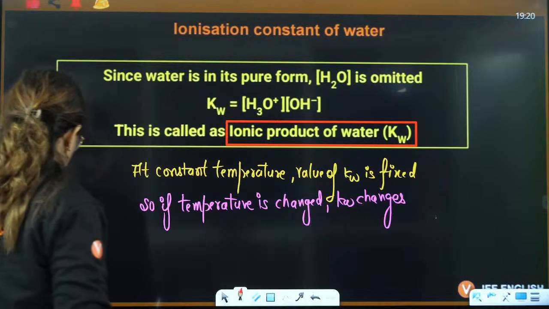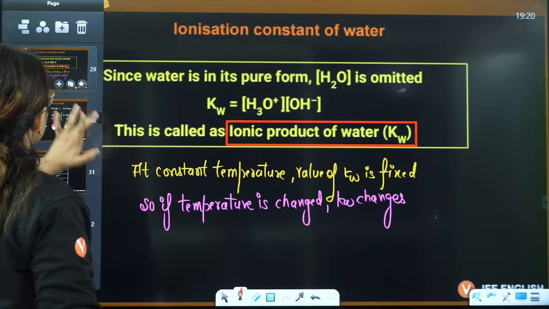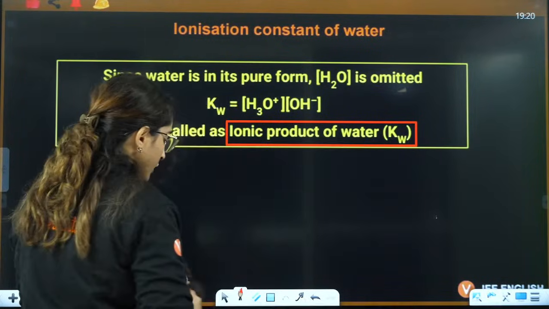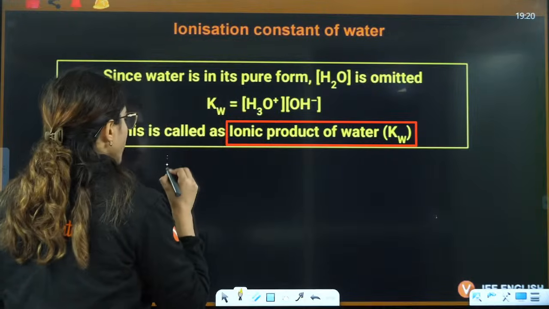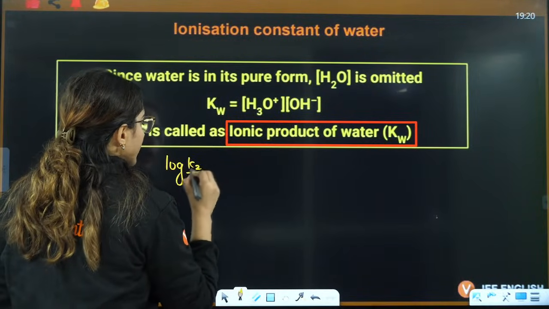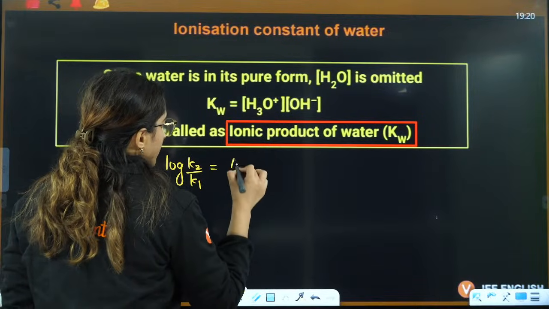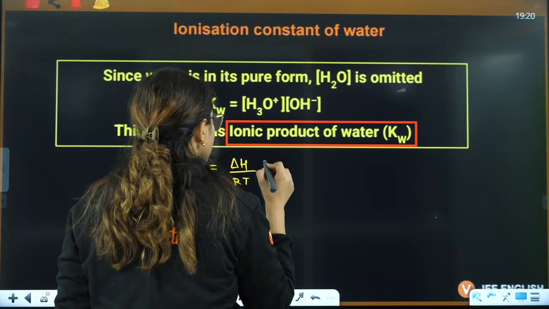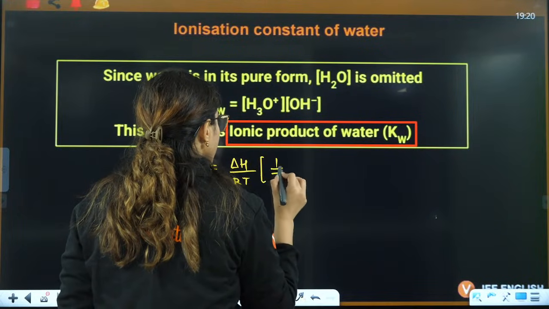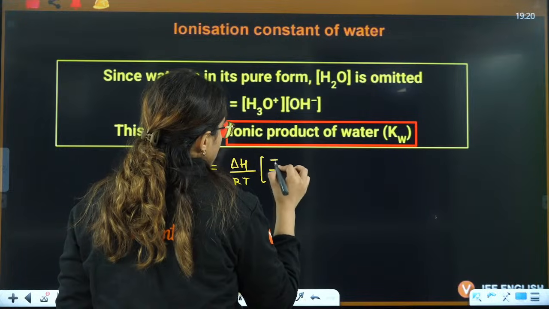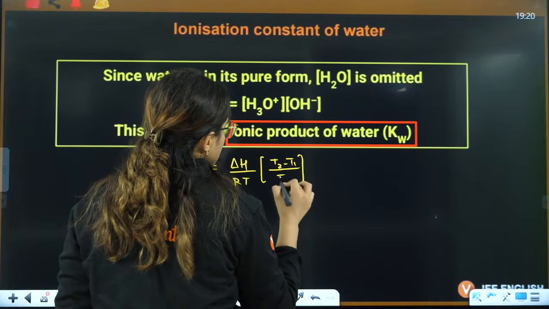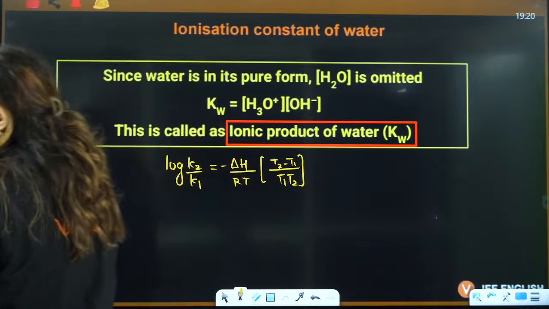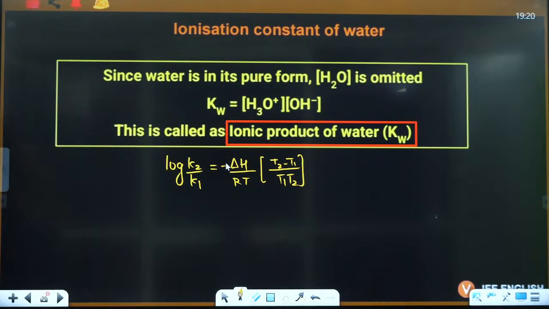The Clausius-Clapeyron equation, I'll just write this here. It is where you have log of K2 by K1 equals delta H by RT, into 1 by, you can write this as, T2 minus T1 over T1 into T2. And here you have negative. Do you remember this equation?